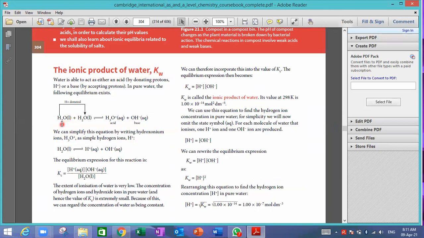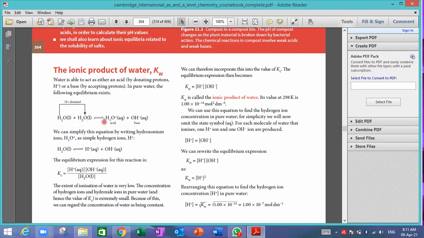Now, water by itself, when two molecules of water are present beside each other, one of the water molecules donates a proton to the other water molecule, and so it forms a hydronium ion plus the OH ion. It means that water is very, very slightly acidic. Of course, the acidity is so little in amount, but a proton can be removed from one of the water molecules and donated to the other water molecule.